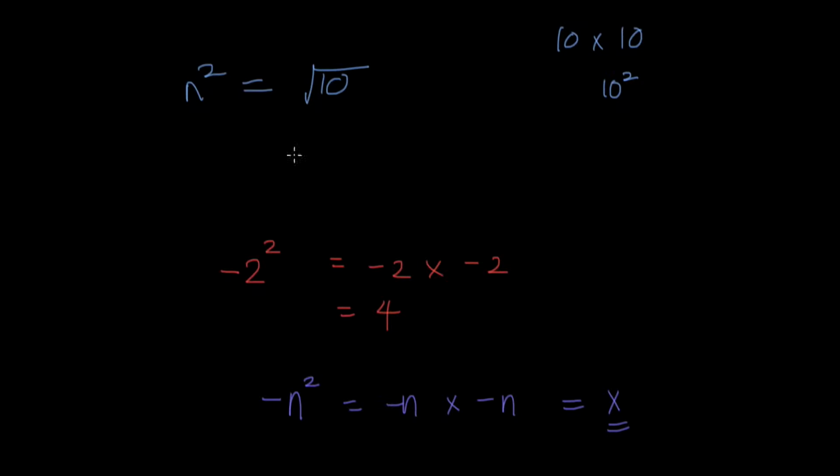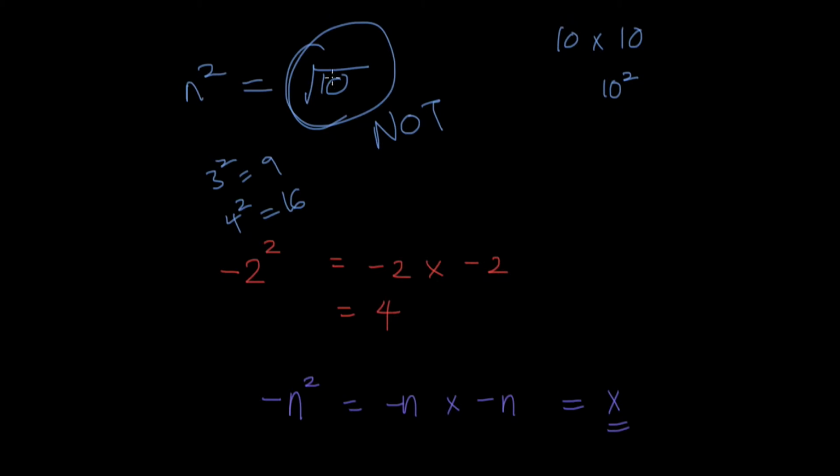Now, 3 squared we know is 9. 4 squared is 16. So we don't have a whole number between 3 and 4 which is going to give us 10. So we say that 10 is not a perfect square.